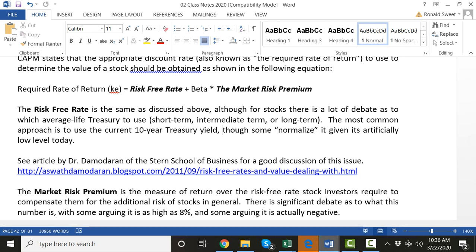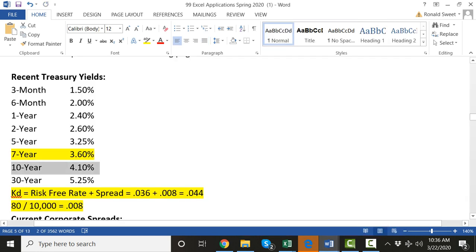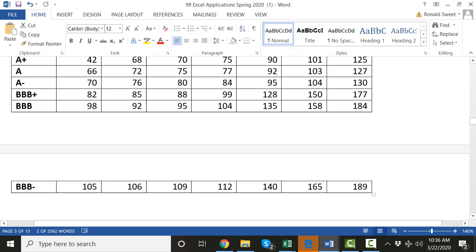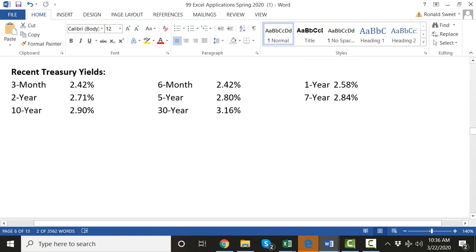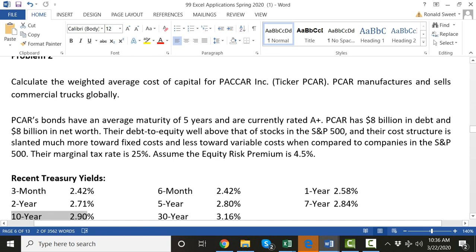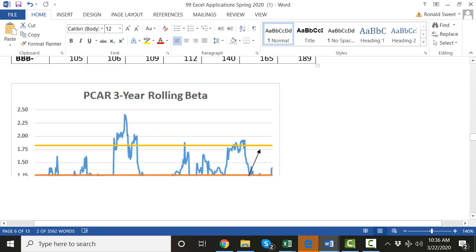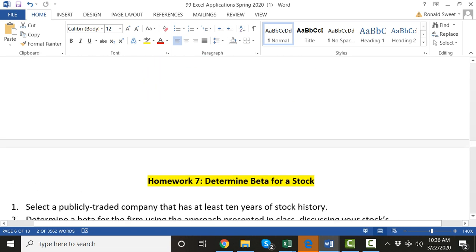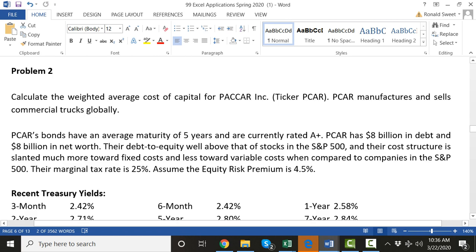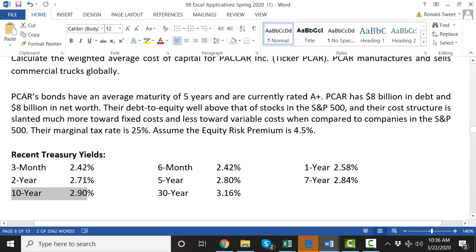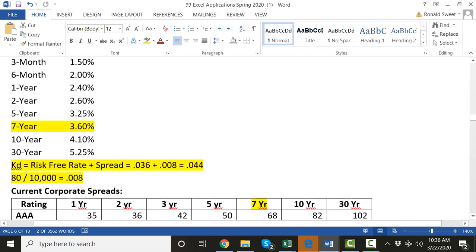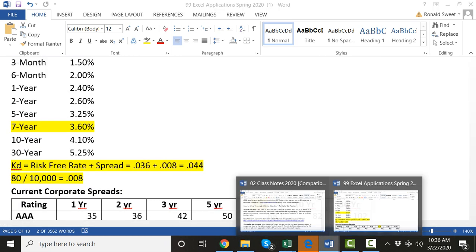For the Excel applications, if you'll notice, I have a 10-year Treasury yield for all of the examples that's much higher than today. You can look at the second problem. I use 2.9. So you only have two problems. I'm going to work the first one for you. 2.9 is still high versus today, so you don't have to worry about that. You just use the 10-year Treasury and you're done.